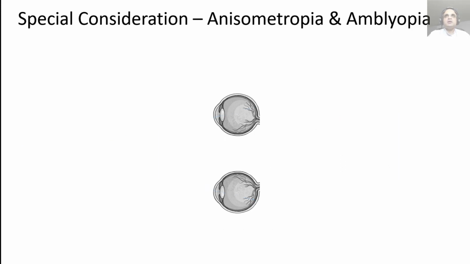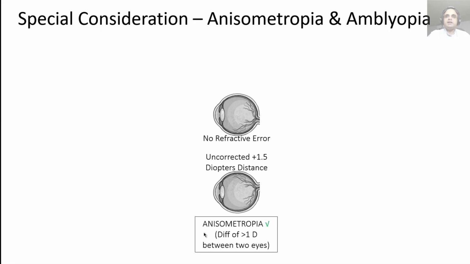Nice, normal. Let's see what happens if the eye at the top, the right eye, has no refractive error, and the bottom eye has an uncorrected refractive error of plus 1.5. And this is a distance refractive error. So we have anisometropia because there is a difference of greater than 1 diopter. That was what anisometropia is technically defined as, a difference of greater than 1 diopter of error between the two eyes. And now they are both looking at this teddy. One eye produces a clear image. In the other eye, the image is produced behind the retina.